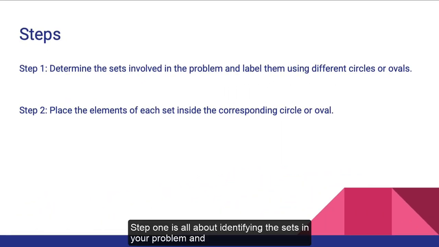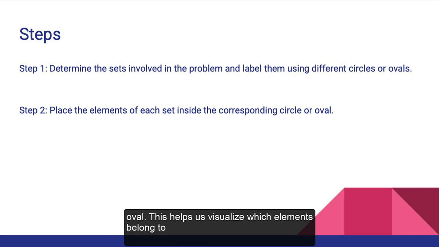Step 1 is all about identifying the sets in your problem and labeling them using different circles or ovals. Each circle represents a distinct set within the context of your problem. Moving on to step 2, once you've labeled your sets, it's time to place the elements of each set inside the corresponding circle or oval. This helps us visualize which elements belong to which set.